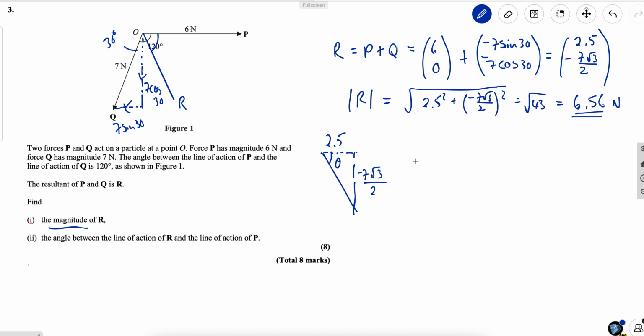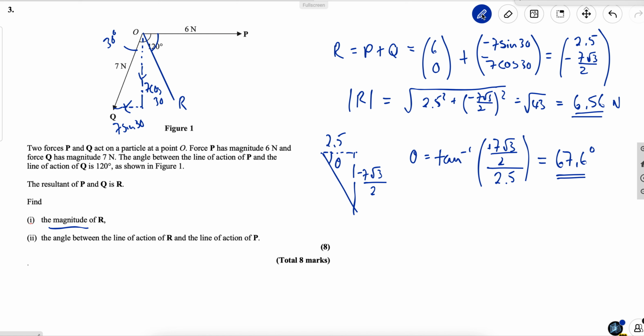So if I want to find this angle here, I just need to use tan. So theta is equal to arctan of opposite, so that's 7 root 3 over 2, over 2.5. Now I'm just going to find this angle here, so I'm just going to use the positive value, and that gives me 67.6 degrees, which is the angle between these two. Now I'm quite comfortable that that's correct because I drew that on the diagram.